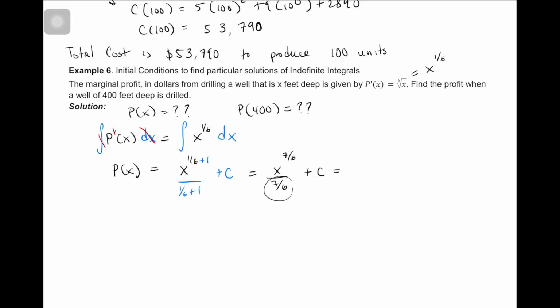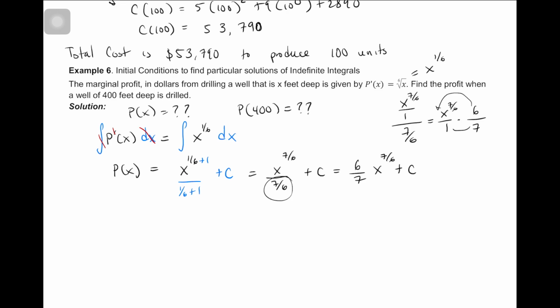We could simplify this bottom. We can think about this as being divided by 7/6. When you divide by a fraction, this turns into multiplication by the reciprocal of the denominator. So in other words, you're gonna have 6 times 1 and 7 times 1, which will be 6/7 x to the 7/6 plus c. Always carry that c. Don't forget about the c. It needs to be carried over.